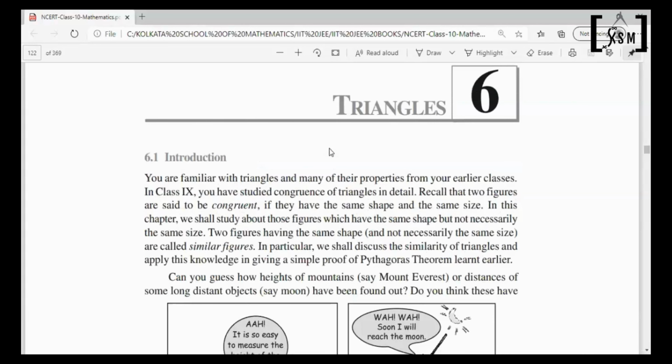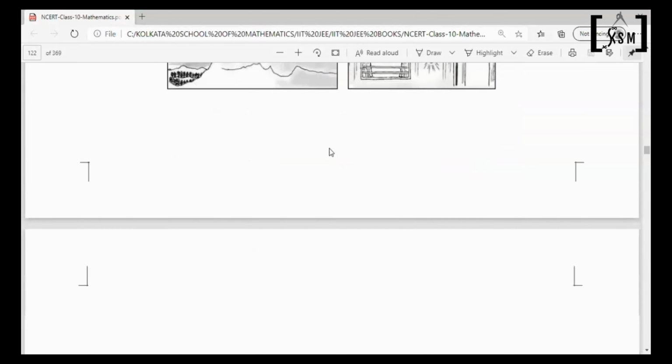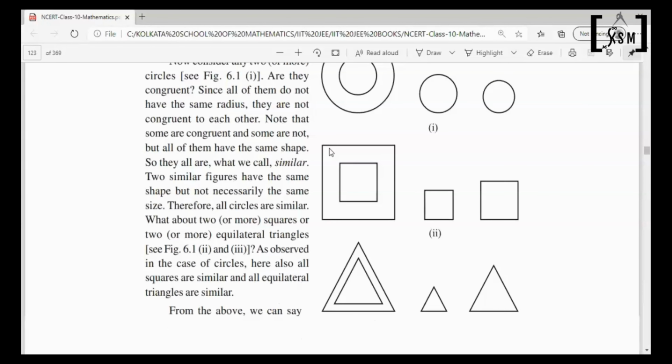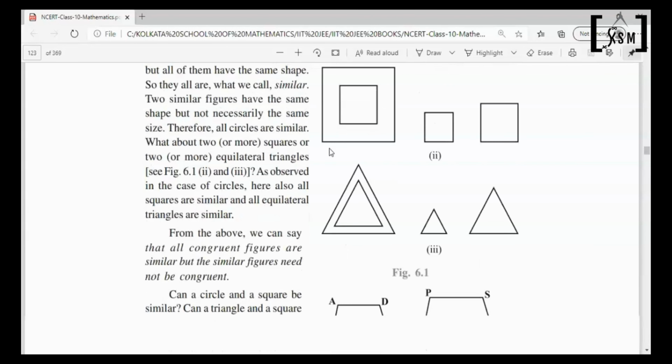I'm fine. So today we'll be discussing similarity of triangles, right? Yes, sir. So we'll be starting with the basic concepts, the very beginning of similarity of triangles. In fact, for all figures.